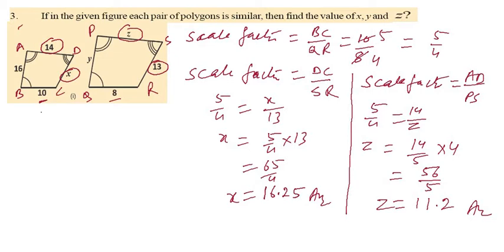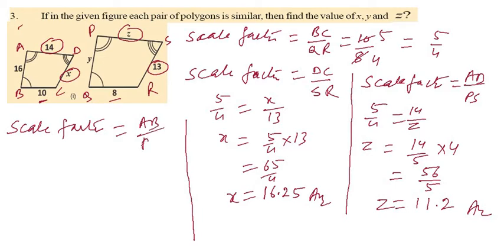Now come to the Y. Once again, by scale factor. The scale factor is AB upon PQ. Now put the scale factor as 5/4. AB, as you know, is 16, so you have to write 16. PQ is Y, so you have to write Y here.